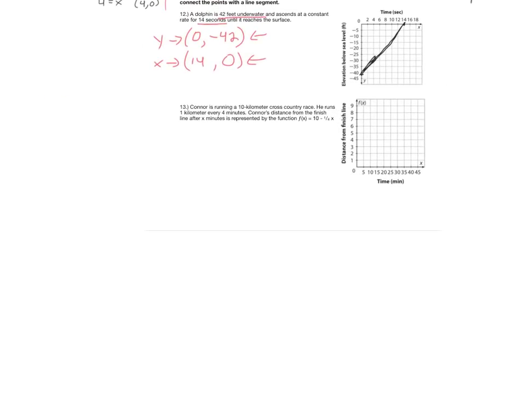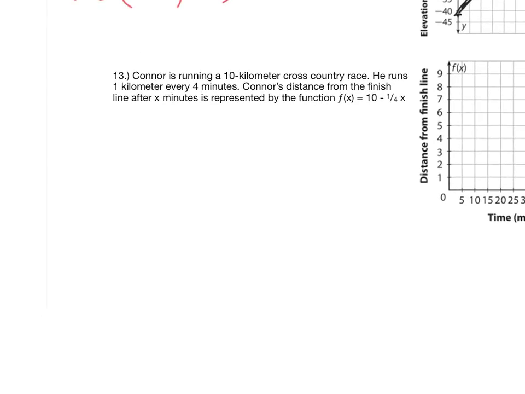All right. And the last problem, number 13, Connor is running a 10 kilometer. You could read all that. This video is already kind of long, so let's just skip to the equation. Equation's right there. So basically, they want you to find the x and y intercept and interpret it. So you could already figure out that the y-intercept is going to be 10, right? Because that's our starting point, and our starting point is always going to be our y-intercept. It's 10 kilometers. But let's go ahead and find it anyway.